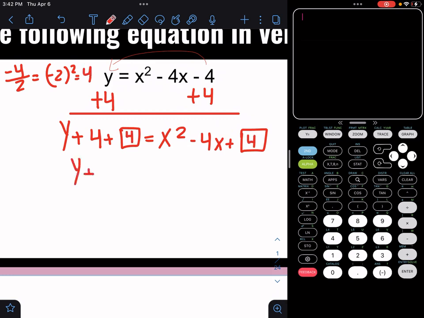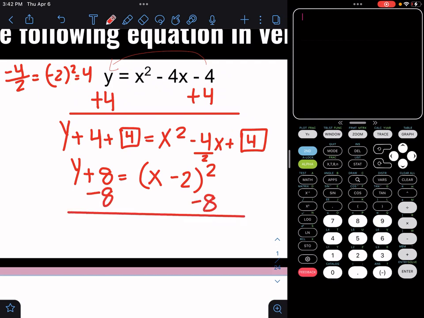Now I have y plus 8 equals. Now I'm factoring this. The trick to factoring is I know it's going to be two identical factors. I'm breaking up x squared into x and x. And then -4, which is the value of b, divided by 2 is -2. And now I don't want this 8 here. I want to bring it to the other side because I want this equation to be y equals. So I'm going to subtract 8, and I will get y equals x minus 2 squared minus 8.